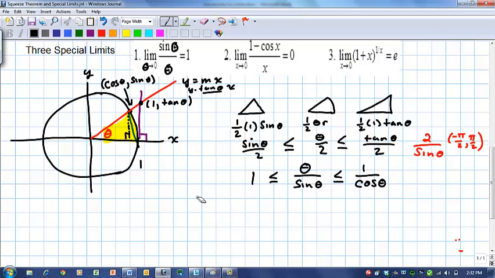All right, so now we have theta over sine theta, and we're looking for sine theta over theta, so we can just take reciprocals. When we take the reciprocals, the opposite inequalities become true. So that would mean the cosine of theta, the reciprocal of this, is less than or equal to the reciprocal of this, which is sine theta over theta, which is less than or equal to the reciprocal of 1, which is 1.